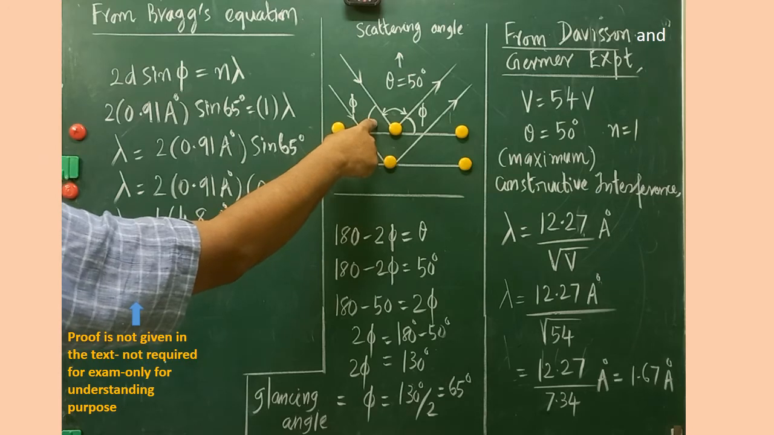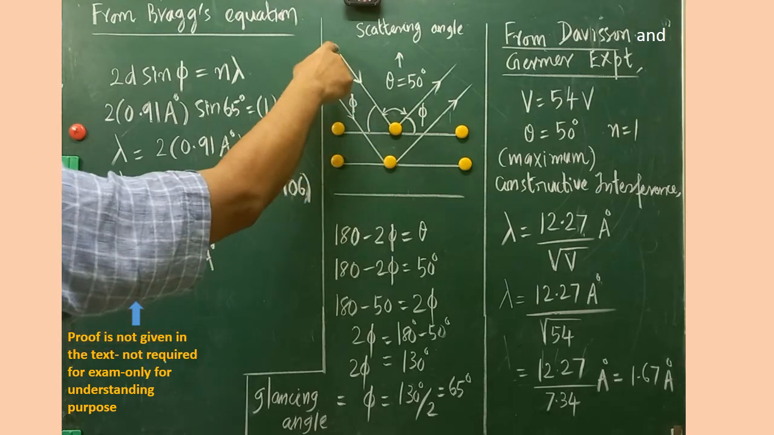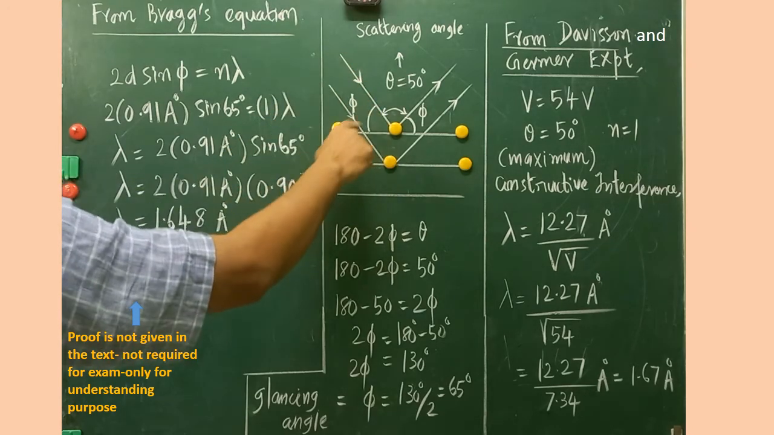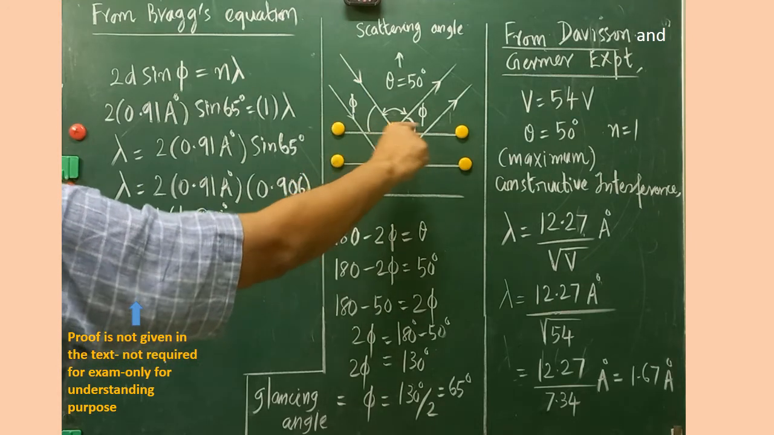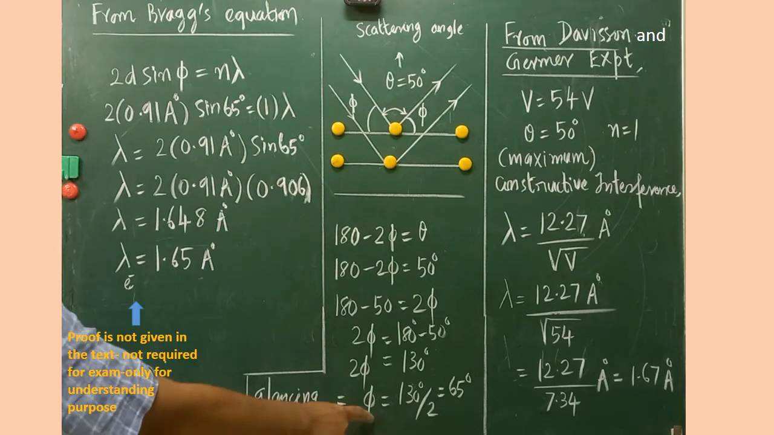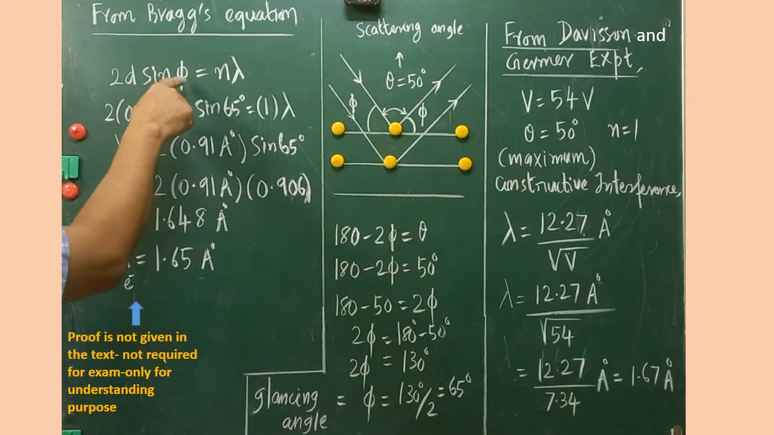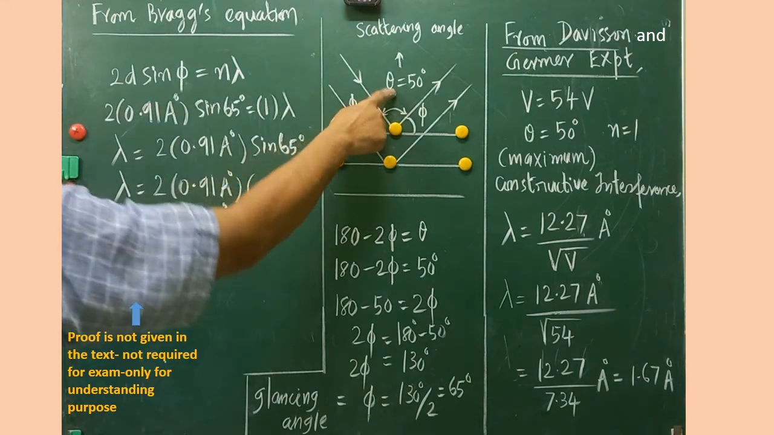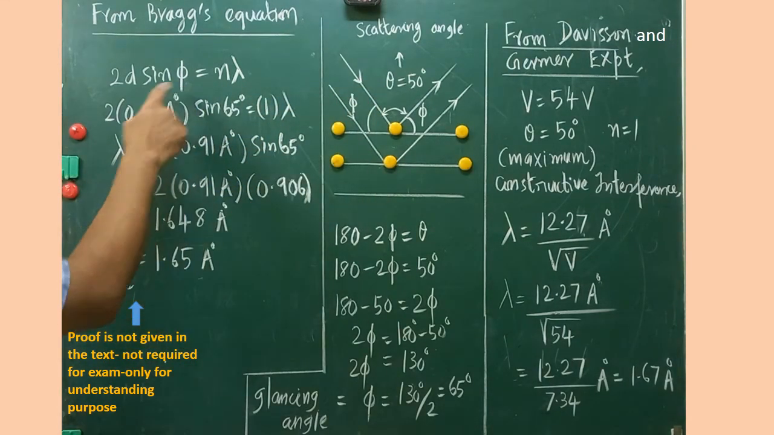So what is the glancing angle? The angle between the incident electron beam and the first planar surface is called the glancing angle. So now we have found out the value of the glancing angle. In Bragg's equation, the glancing angle must be substituted, not this theta. Are you clear?